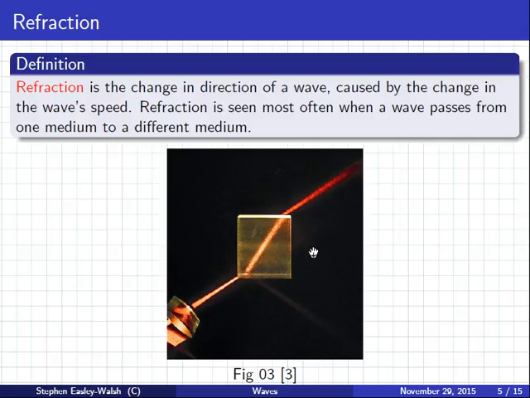Now, if this light was perpendicular to the glass, it would go straight. It's because it's at an angle. It's almost like the left part of the light slows down before the right part of the light because it hits the glass at an angle. And this is what causes the change.